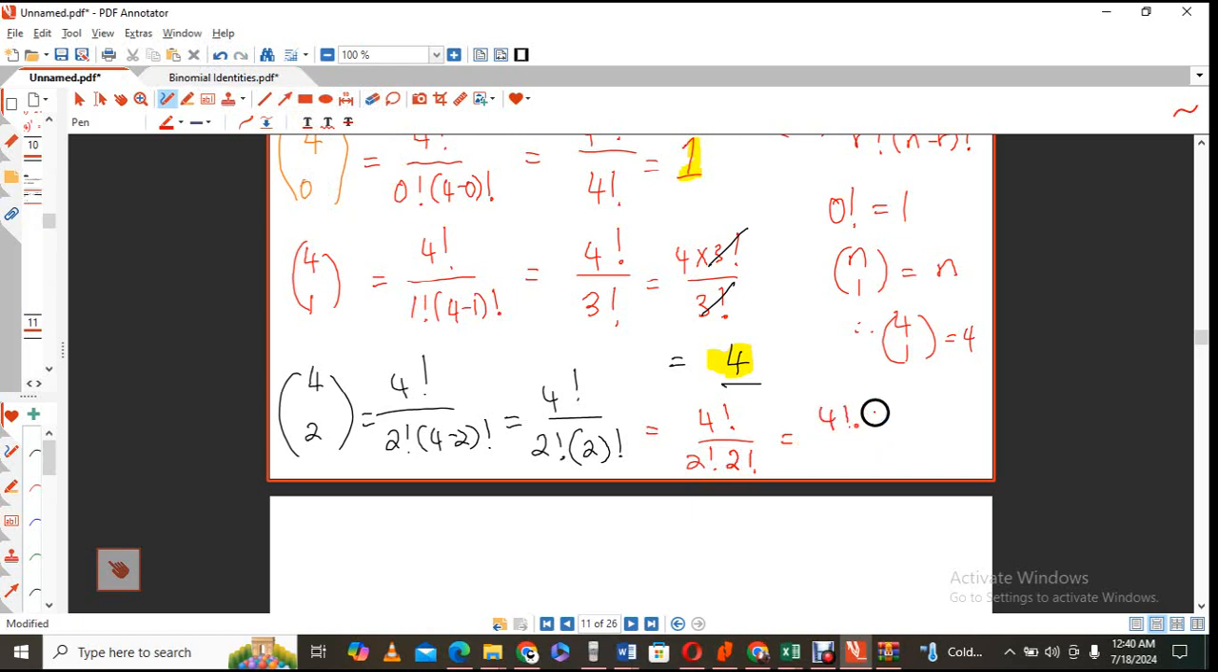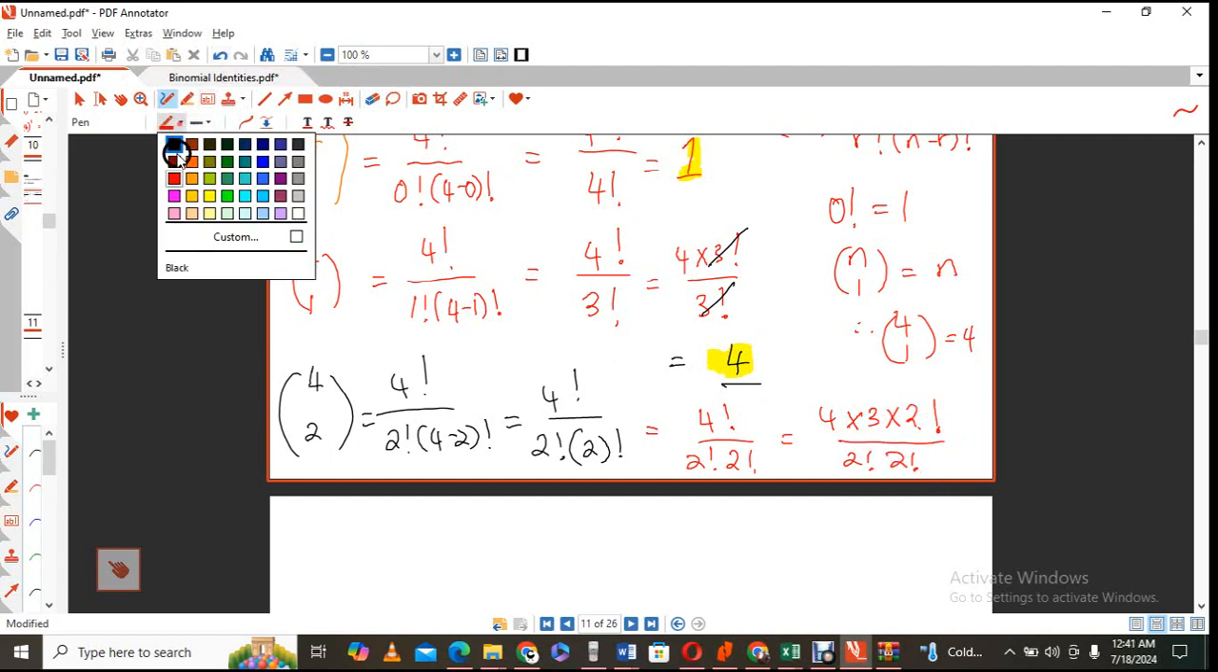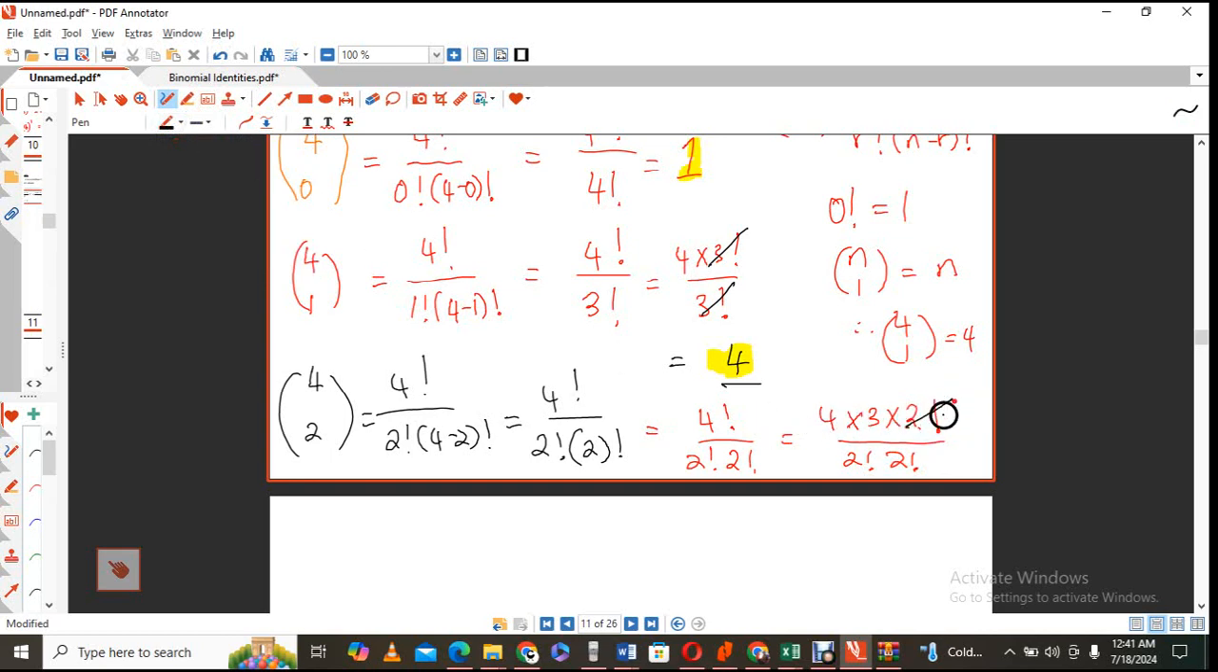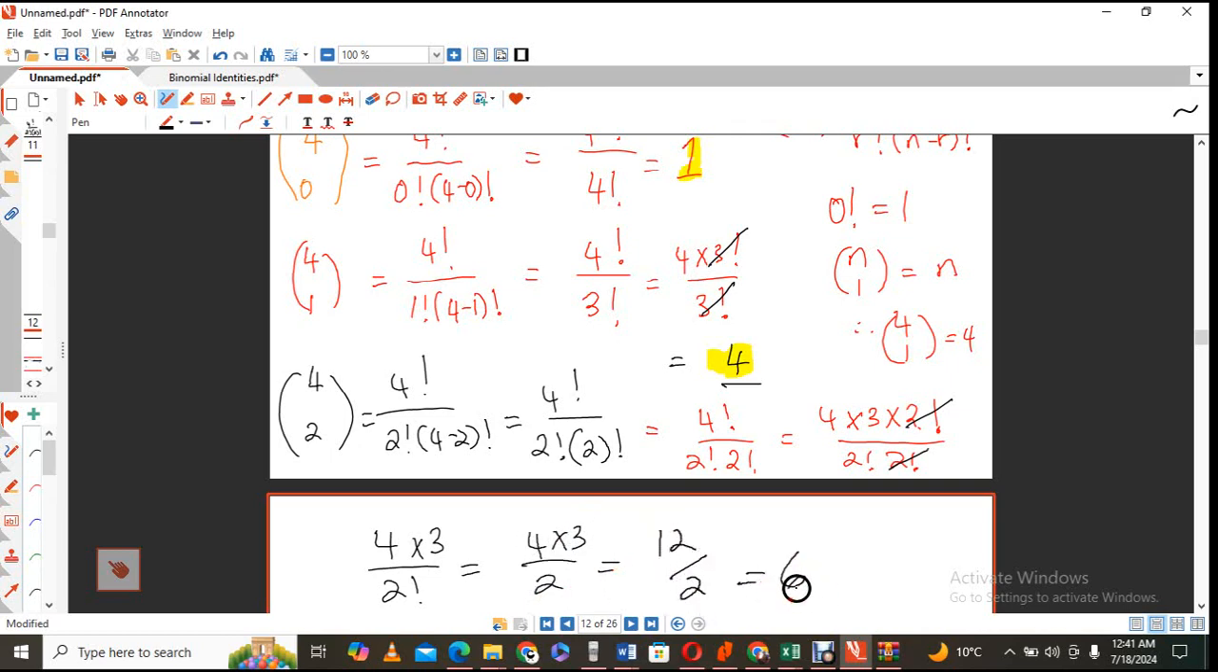On top, I want to say 4 factorial is nothing else but 4 times 3 times 2 factorial. That's where I'm going to end. All over 2 factorial, 2 factorial. Of course, I'm trying to squeeze everything in there. Now the 2 factorials, they cancel, leaving me with 4 times 3 over 2 factorial, which is the same as 4 times 3 divided by 2. Well, 4 times 3 is 12. Half of 12 is 6.